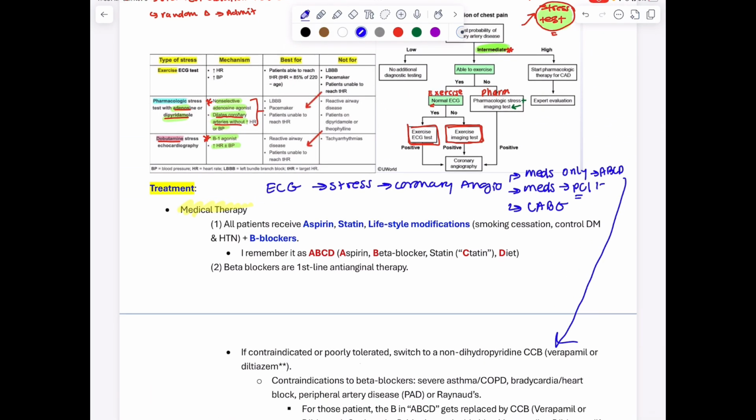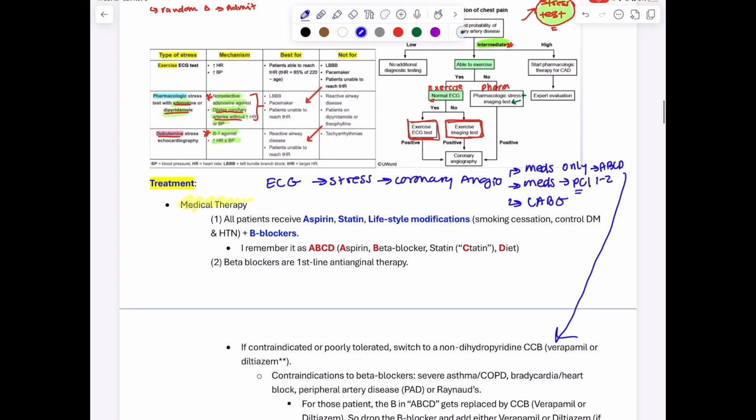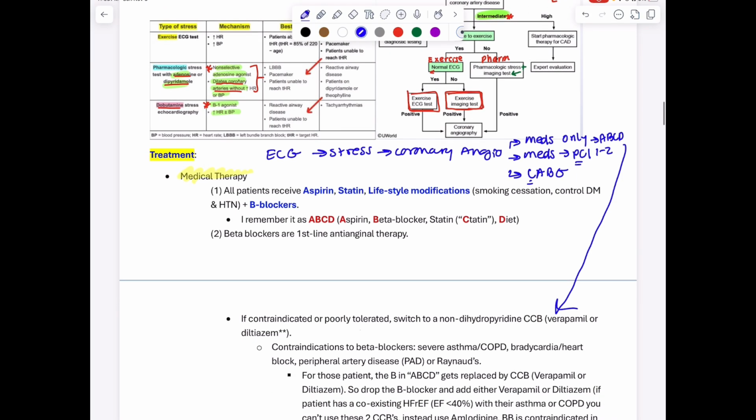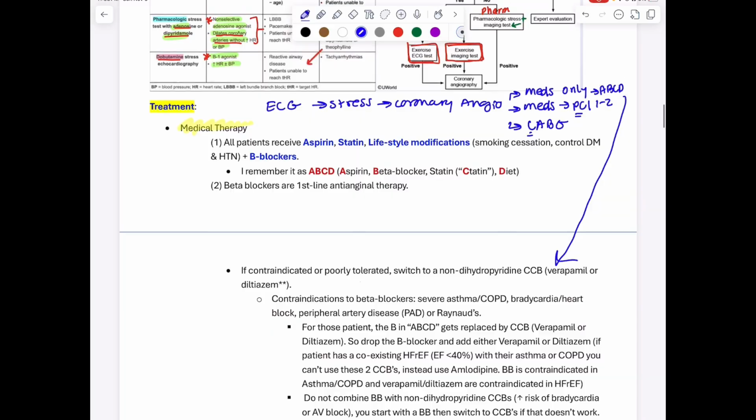PCI, we said 1 to 2 vessels not involving LAD. CABG is 1 to 2 or 2+ vessels that involve LAD, or it's going to be proximal LAD actually, or if it's a 3-vessel disease, any 3 vessels, or if it's going to be the left main artery involvement, you get a CABG. Okay, so this summarizes stable angina.